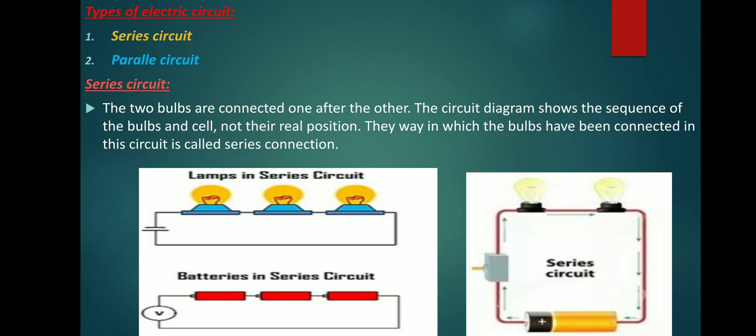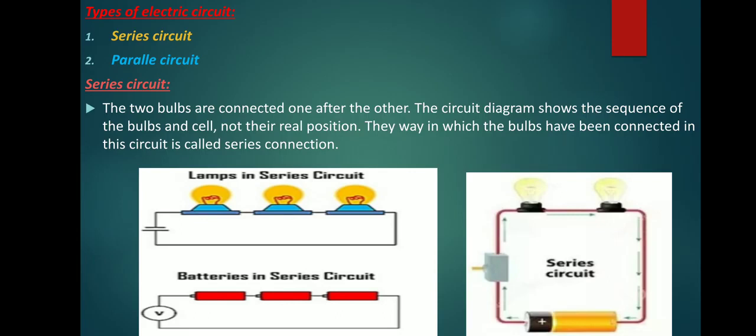A series circuit. There are several different kinds of electrical circuits. One of these is called a series circuit. The word series means a number of things that follow each other. For example, you might read a series of books or watch a television series with many episodes.